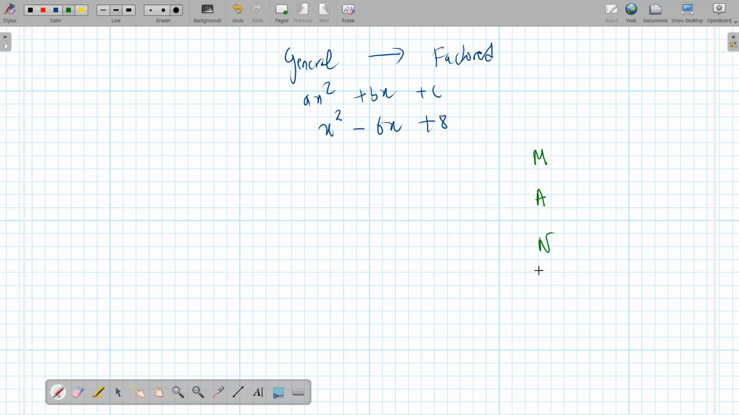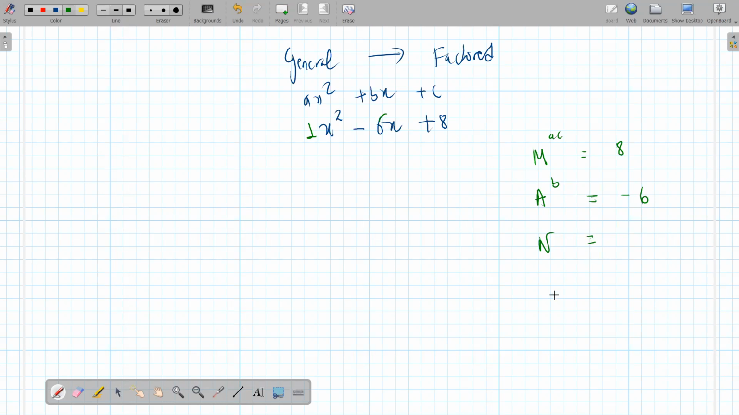So what does this mean? This means to convert this into factored form, we're looking for two numbers, okay? When you multiply them, you get a times c. So what would that be here? A times c would be x times 8, so 8x. No, a is 1, right? A, b, c are the coefficients, so just 8. So when you multiply those numbers, you get 8. When you add them, you get the b value in the middle. What's the b value? Minus 6.